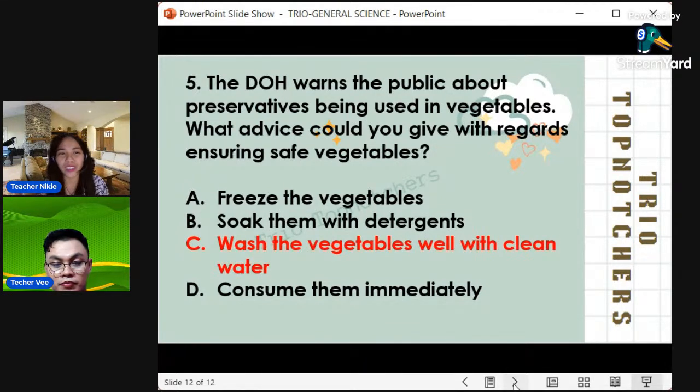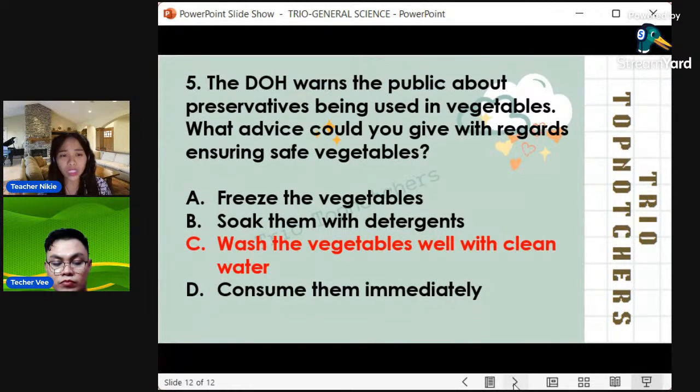Yes, very good mga katreo. Tama kayo dyan, okay? So, ang tamang sagot dito ay letter C, no? Wash the vegetables well with clean water. Okay? So, yung letter A, freeze the vegetables. Hindi naman po natin mai-ensure na kapag na-freeze na yung vegetables, no, safe na siyang kainin. Okay? So, hindi siya yung tamang sagot. Okay? Mali yung letter A.